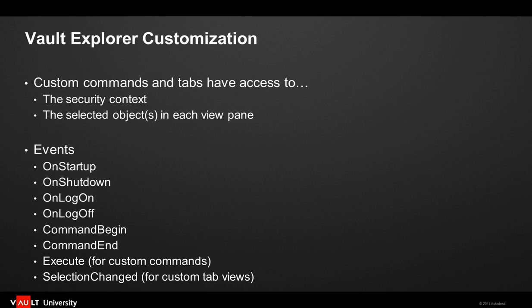Moving on. If you've got a custom command, you're going to get an execute event when the user selects that command, either they hit the button in the toolbar or select it from a menu or something. When the user does that, your code gets invoked. If you've got a custom tab view, you get an event when the selection has changed in the main grid area. That's when your code gets invoked and says, okay, this is the object that's selected, and you can fill out your tab based on that selection.